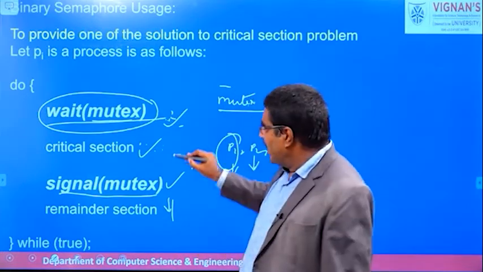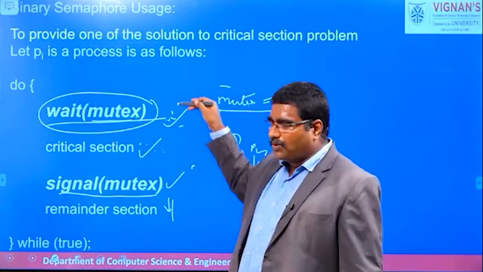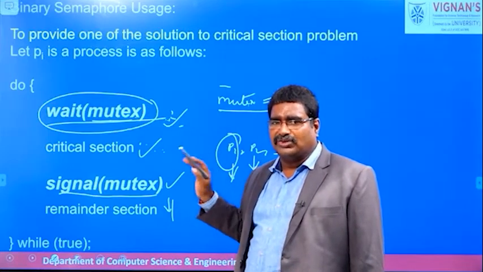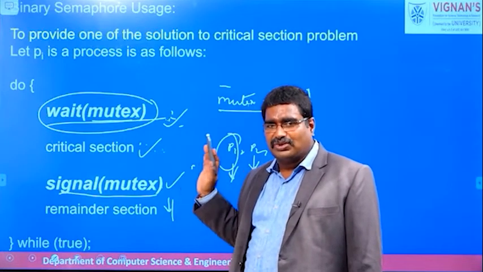If one process is already in the critical section, then the mutex semaphore value is 0. If any process wishes to enter, it is in busy waiting and is not allowed to enter into the critical section. For that reason, this algorithm satisfies the mutual exclusion condition.